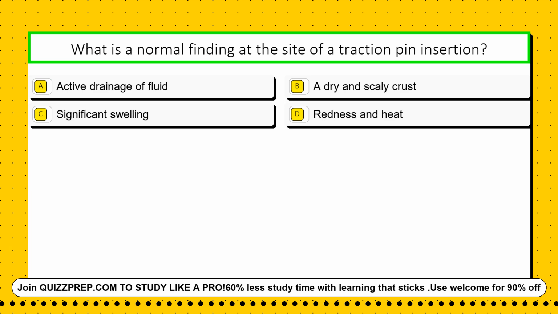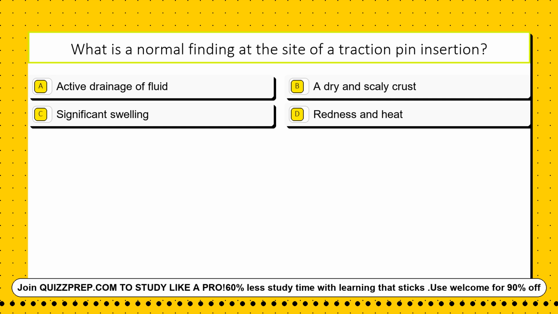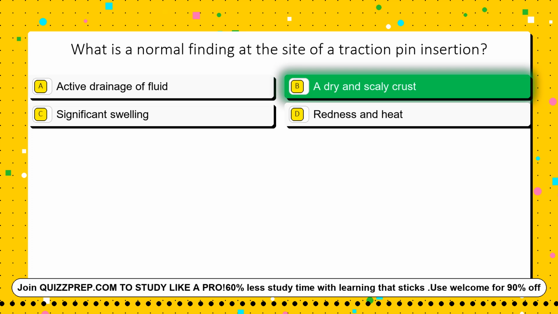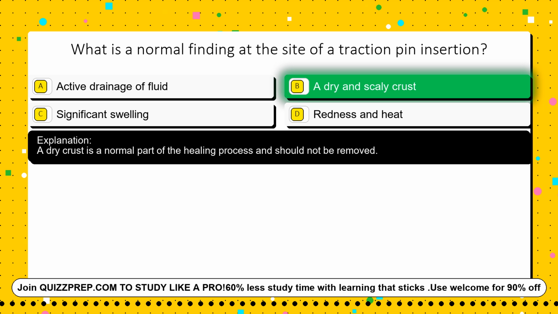Question 129. What is a normal finding at the site of a traction pin insertion? Option A, active drainage of fluid. Option B, a dry and scaly crust. Option C, significant swelling. Option D, redness and heat. The correct answer is option B, a dry and scaly crust. A dry crust is a normal part of the healing process and should not be removed.